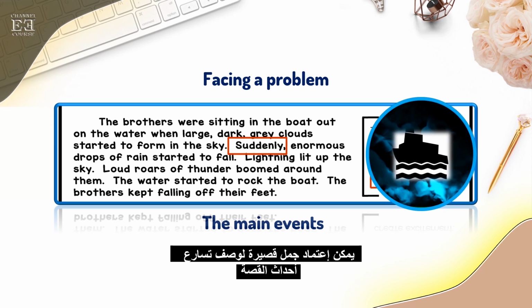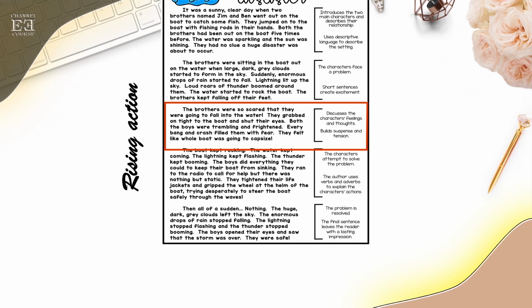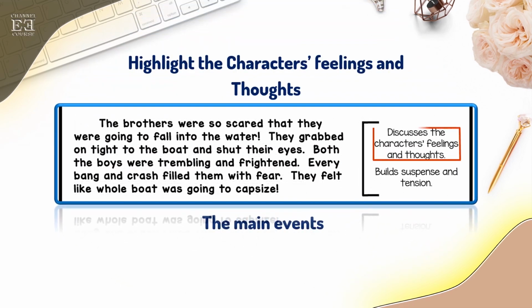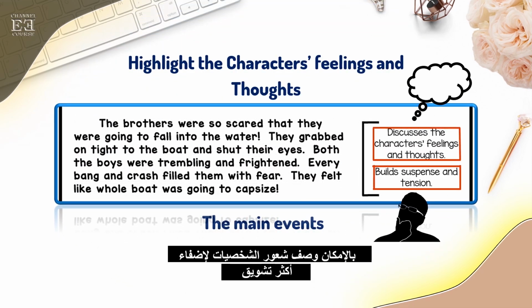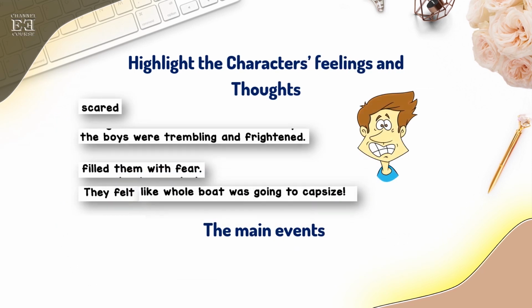At this level of actions, you can make your story sound more interesting by communicating the character's feelings and thoughts. Just like in this paragraph, the writer is trying to emphasize the feeling of fear using a variety of expressions such as, "The brothers were so scared," "The boys were trembling and frightened," "Filled them with fear," and even how they thought of what might happen later by telling us they felt like the whole boat was going to capsize. Does this build suspense and excitement in the story? Absolutely yes.